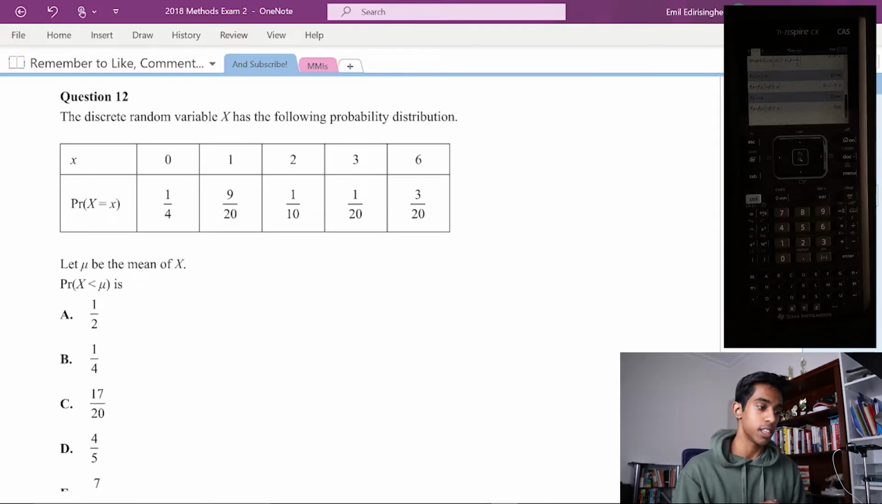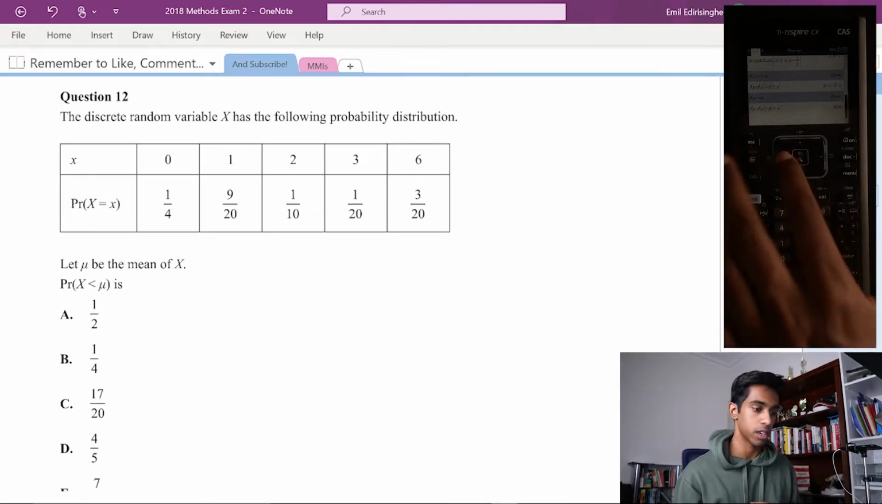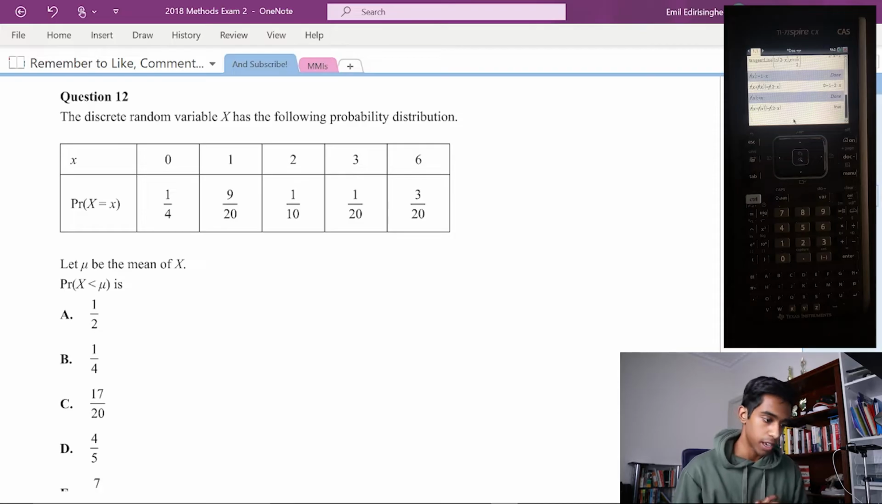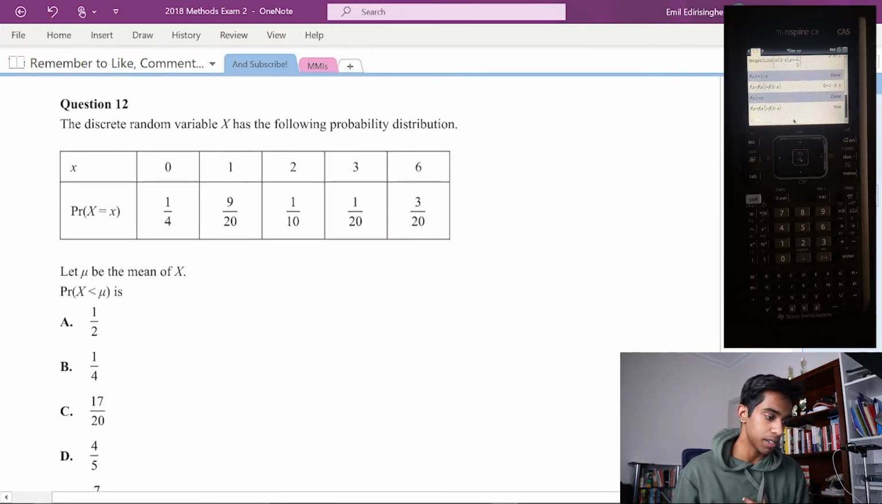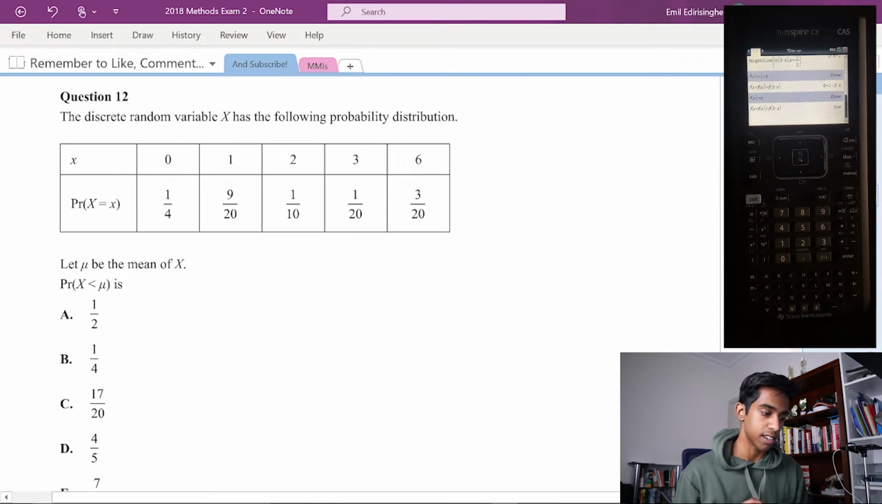Question 12 tells us that the discrete random variable x has the following probability distribution, and then we have to find the probability that x is less than the mean. So first what I'll do is just calculate the mean.